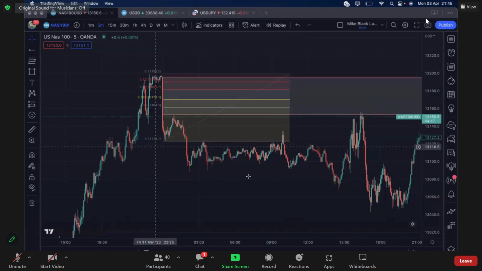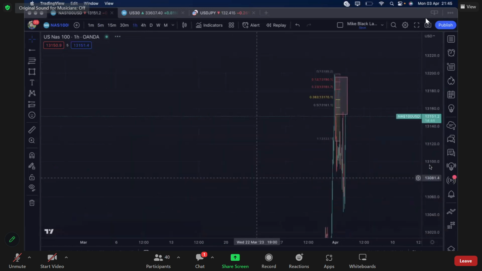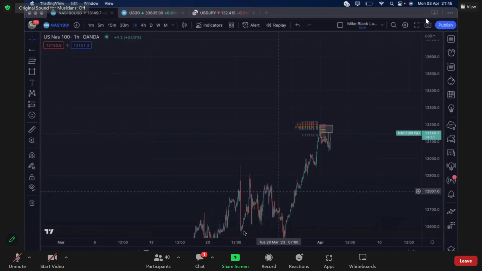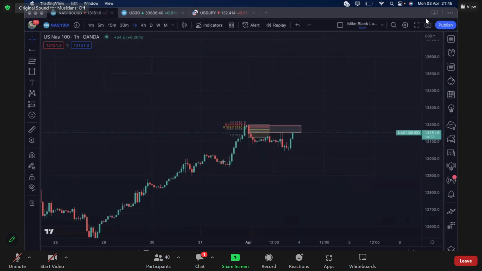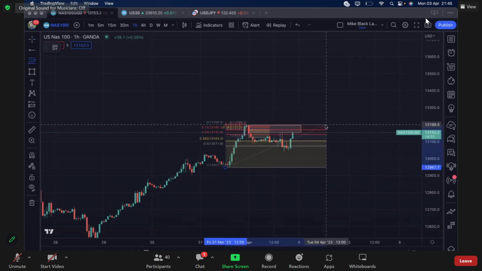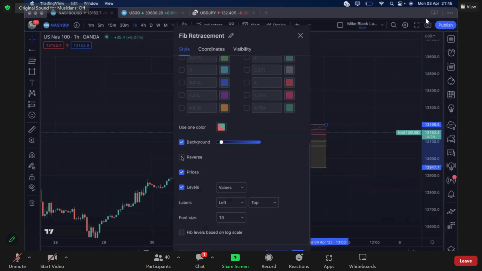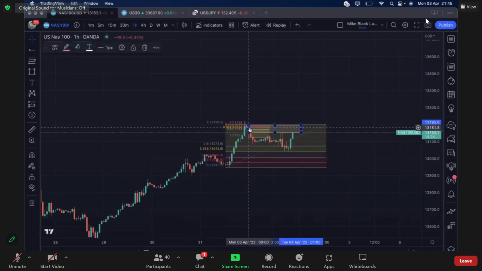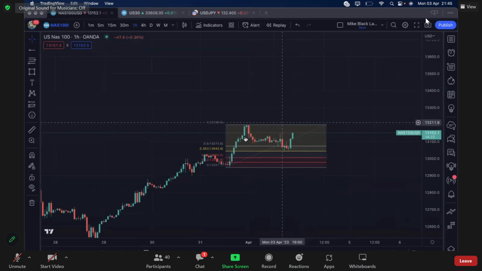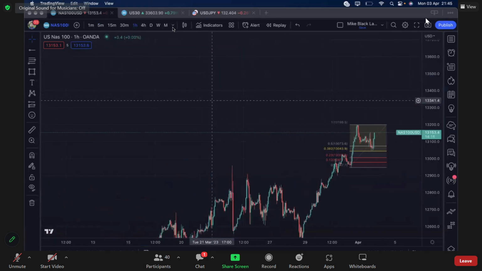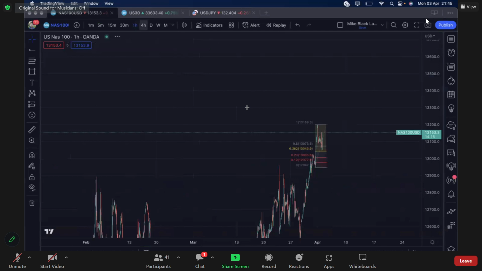Let's look at the higher time frame. So we had a break of structure. So would it be wise to buy at that area now? No. Not at all. But look at this as well. I want to show you this.